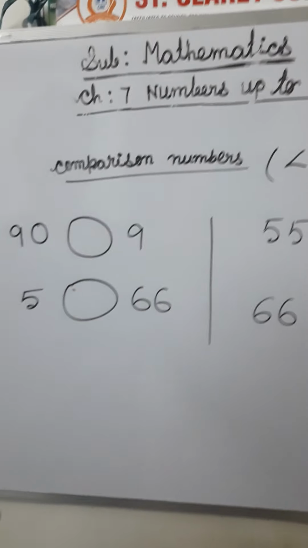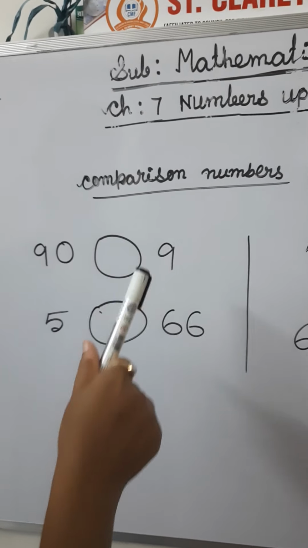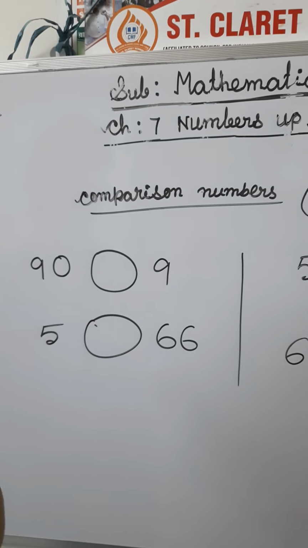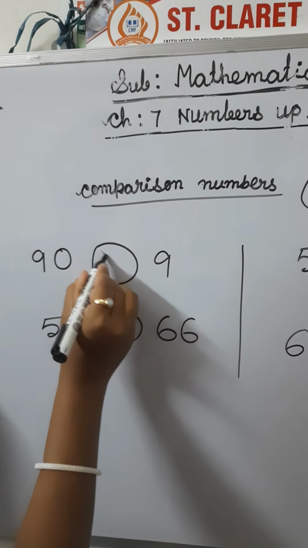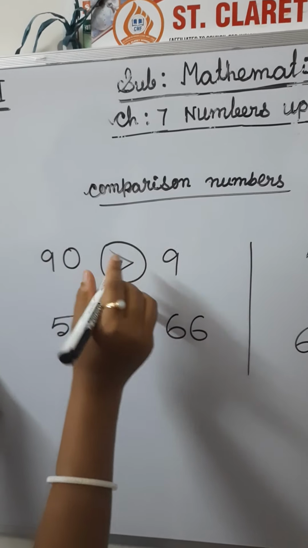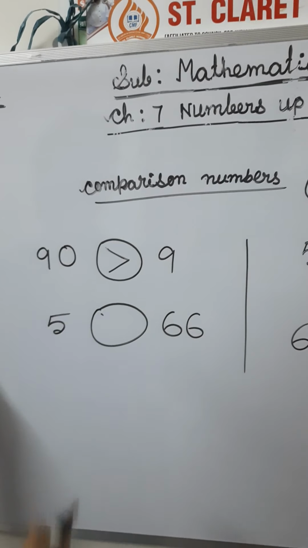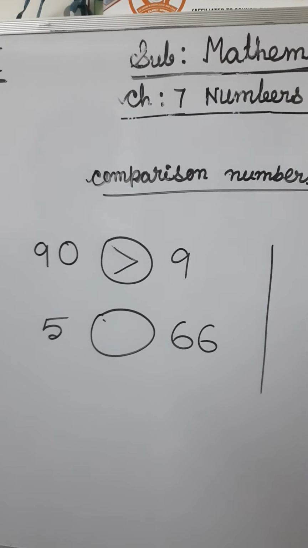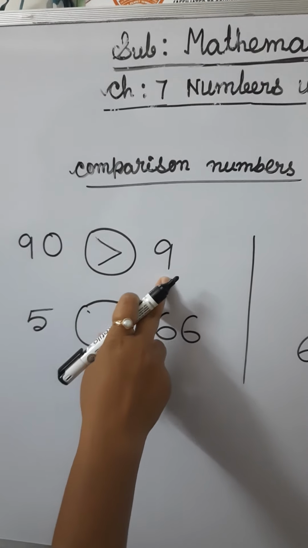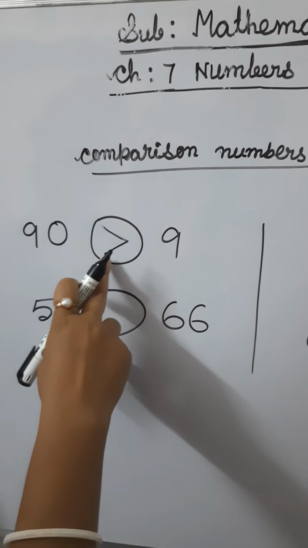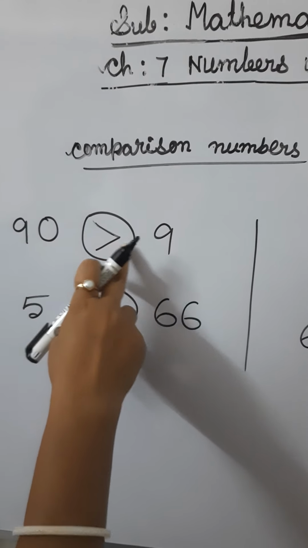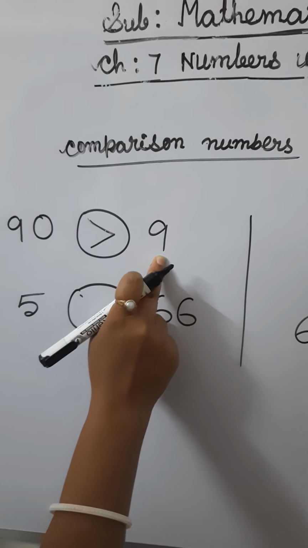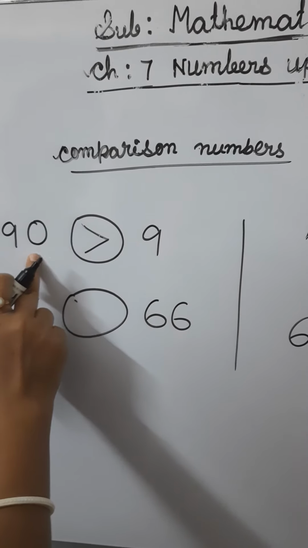When you do the comparison of numbers, all the time the arrowhead of the symbol is on the smaller number side. If you use that trick all the time, you are able to do your comparison numbers nicely. Like this, I will write the symbol with the arrowhead on this side, because this is the smaller number and this is the bigger number.